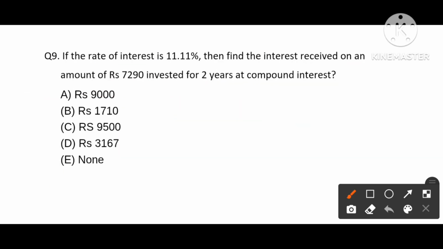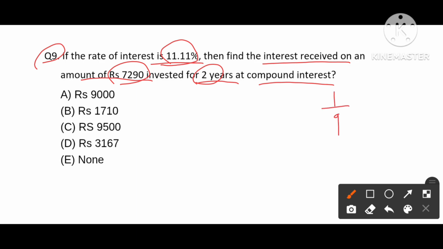Now we are going to see question number 9. If the rate of interest is 11.11%, find the interest received on an amount of 7290 invested for 2 years at compound interest. So here we have the principal for 2 years. This is the rate of interest. 11.11% means 1 by 9 is the fraction value, and adding it to the principal, we get 10 by 9 as our answer.